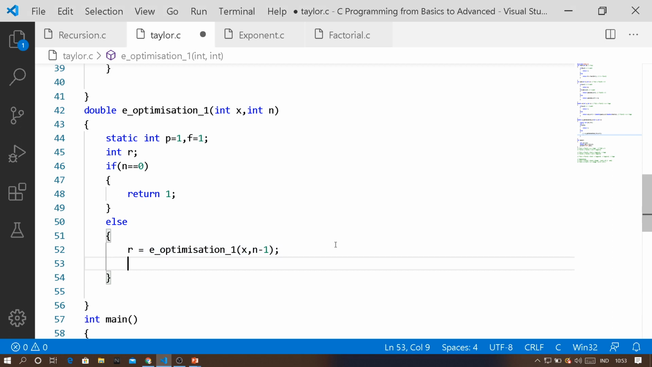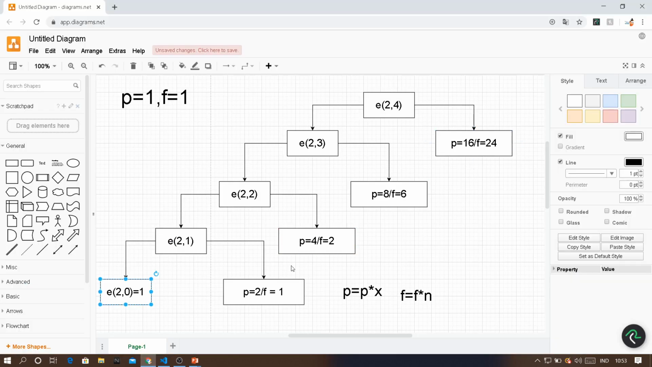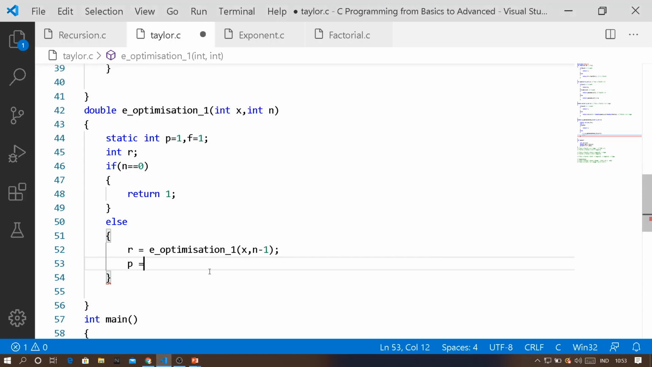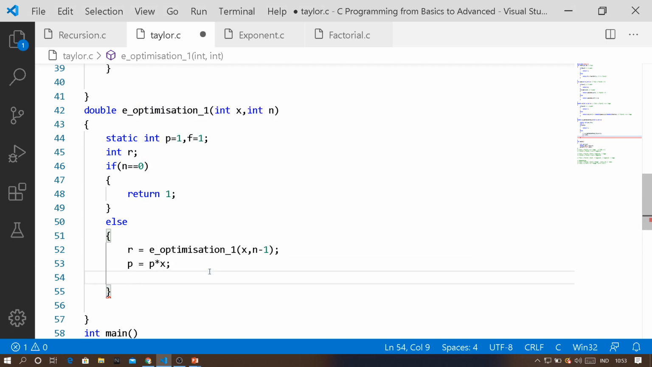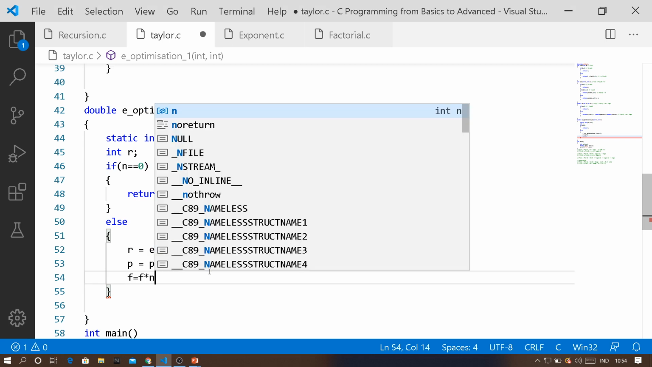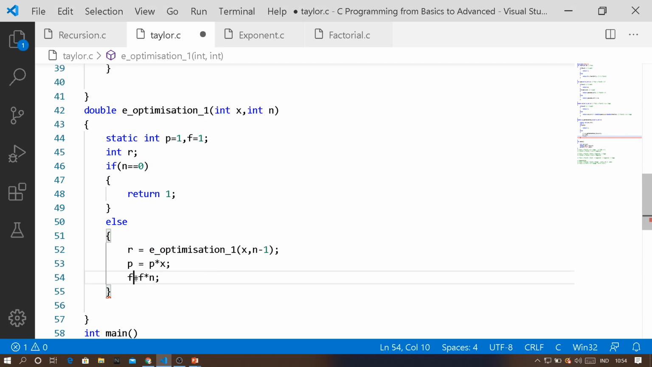First of all, after the recursion call, in the descending phase, we should do the second substructure, which is p here. So p is equal to p multiplied by x and f is equal to f multiplied by n. This is the general formula that we are doing for each and every step, as we planned actually.